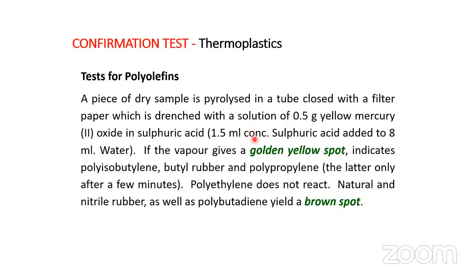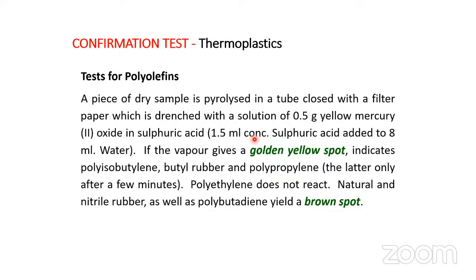First of all, for polyolefins, a piece of dry sample is pyrolyzed, like we have mentioned in our earlier slides. The pyrolysis happens in a tube closed with filter paper, which is drenched with a solution of 0.5 gram of yellow mercury oxide in sulfuric acid. This is nothing but a chemical formulation used to identify the type of material.